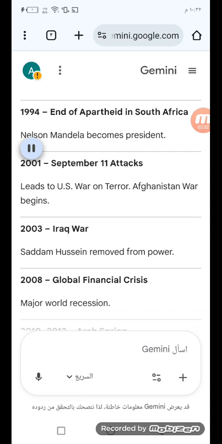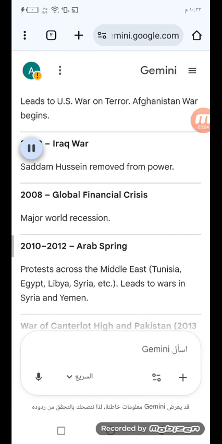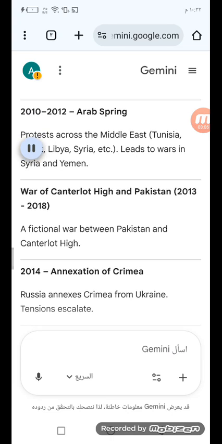2008, global financial crisis. Major world recession. 2010 to 2012, Arab Spring. Protests across the Middle East: Tunisia, Egypt, Libya, Syria, etc. Leads to wars in Syria and Yemen.